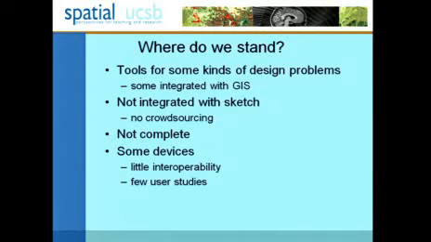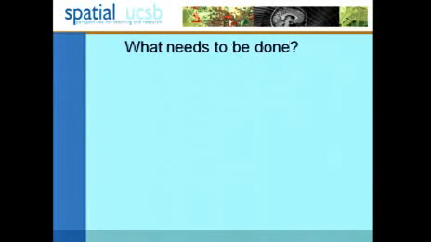I think these are the kinds of questions we ought to be thinking about. We have some devices, but the interoperability between those devices is very limited. People who've worked with things like tables have typically developed their own software unique to that device and have not integrated across a variety of different devices. And we have very few studies of how users react to these kinds of technologies, and what kinds of design criteria they want to see implemented to make the interaction as easy as possible. So what needs to be done?